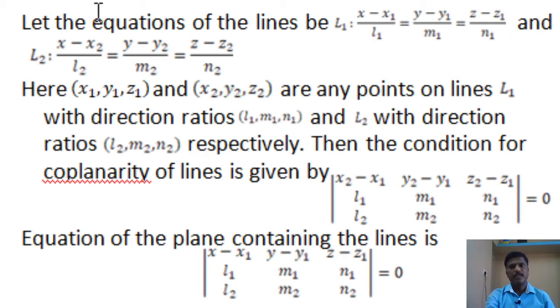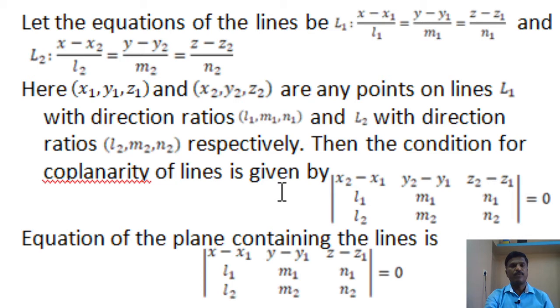So let the equations of the lines be (x minus x1)/l1 = (y minus y1)/m1 = (z minus z1)/n1, and the second equation (x minus x2)/l2 = (y minus y2)/m2 = (z minus z2)/n2. Here the points (x1, y1, z1) and (x2, y2, z2) are any points on the lines, with the direction ratios l1, m1, n1 and l2, m2, n2 respectively.